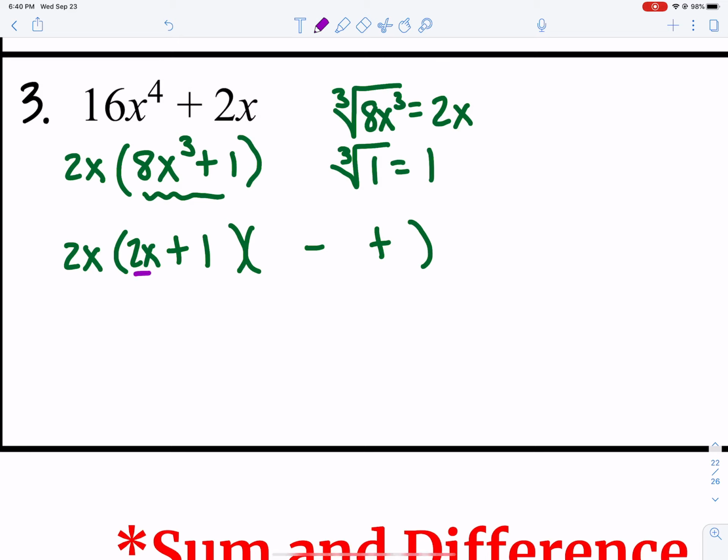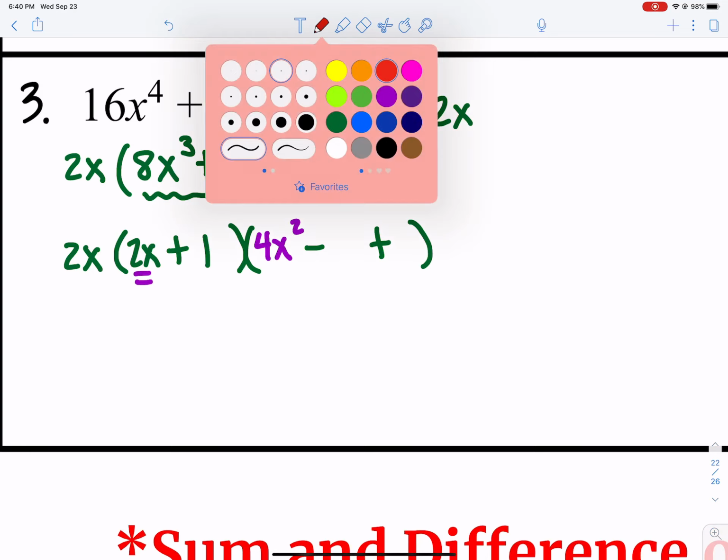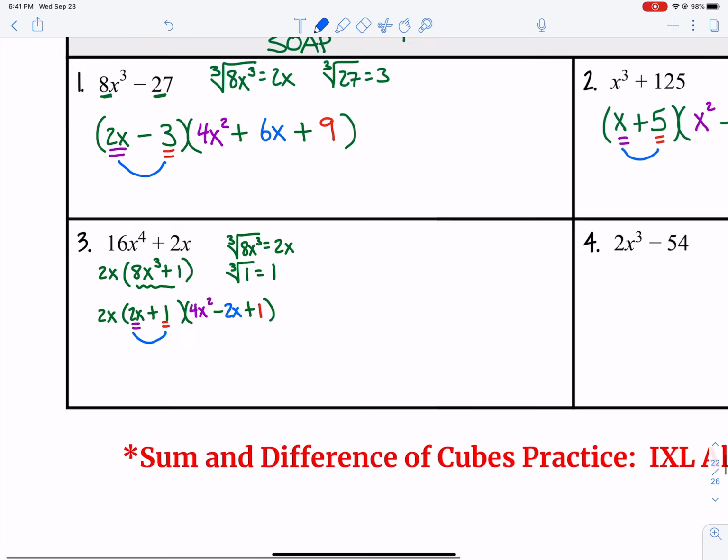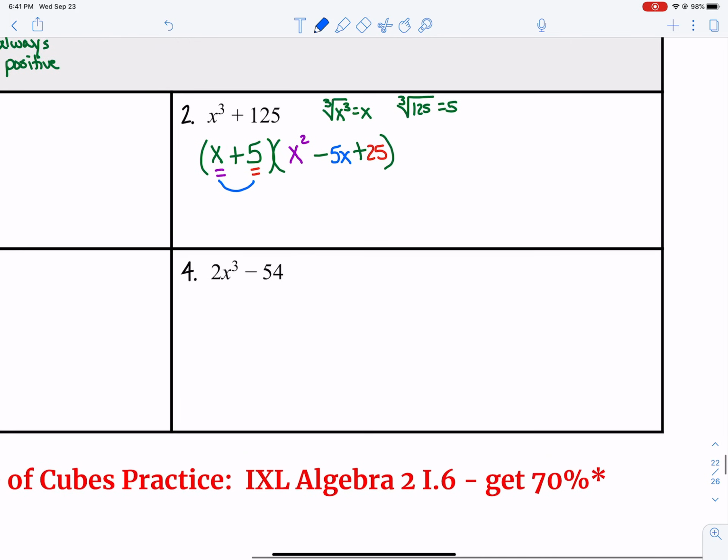All right, so square the first one to get the first one. Square the last one to get the last one. And multiply those together and put them in the middle. And that's it. I think we have one more example of that type.